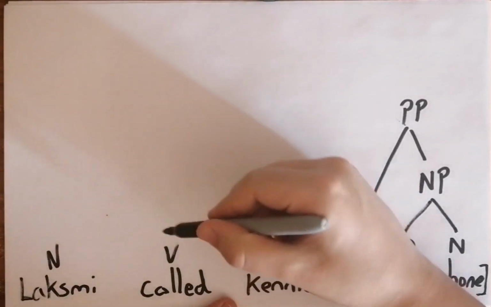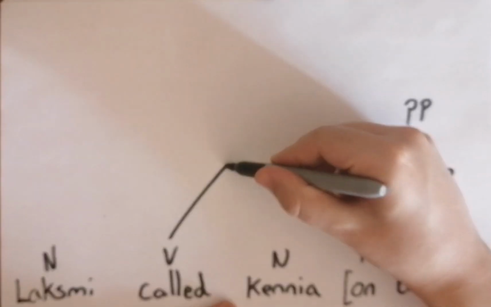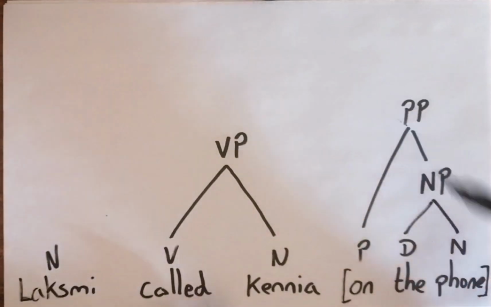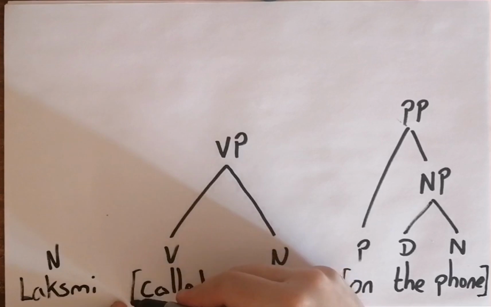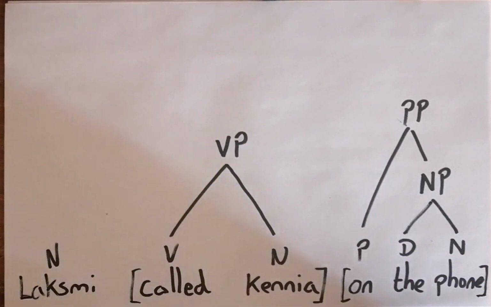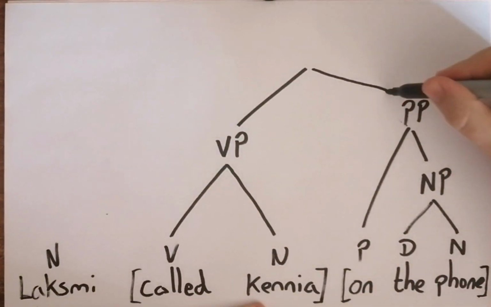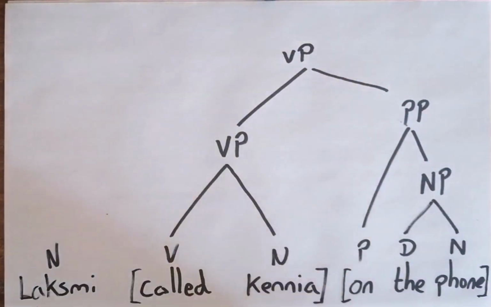So we've got called, which is a verb phrase, obviously. Called Kenya, because then it's got the object of the verb phrase. So then the question, how do we bring these two constituents together? And the answer is by adding another verb phrase. Okay, like that. Okay, so called Kenya on the phone is all a verb phrase.